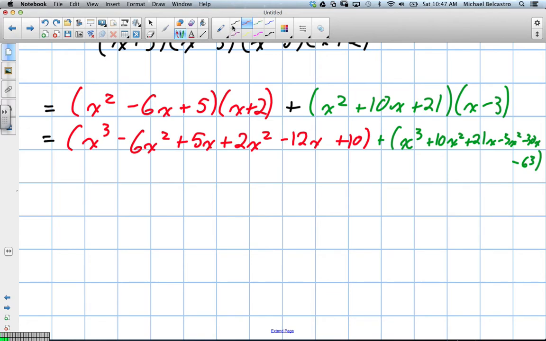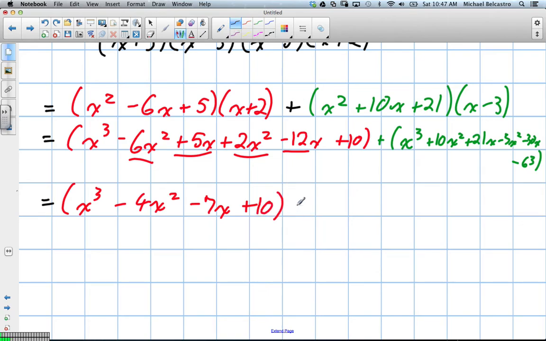So let's simplify each of these brackets. Well, we only have one x cubed, so x cubed. x squareds we have, so negative 4x squared. x's we have becomes negative 7x, and then plus 10. Okay? It's going to be added to. We have x cubed. Our x squareds, that's going to give us positive 7x squared. x's are going to become negative 9x, and then the last number is negative 63.